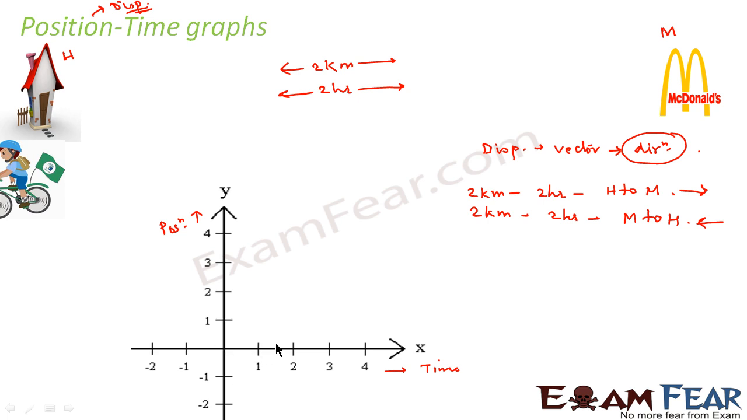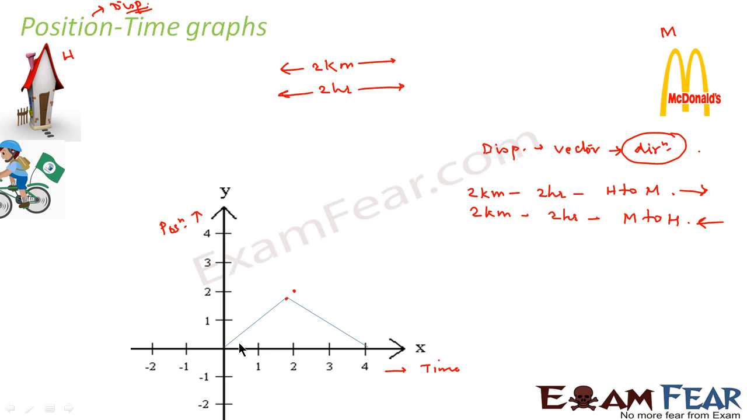Now we will plot the graph. So in the first 2 hours, that is, this is the first 1 hour, next 1 hour, he traveled 2 kilometers. So this is my first point. While coming back, he again traveled 2 kilometers in the next 2 hours, 1, 2, but in the opposite direction. So instead of moving in this direction, he traveled in the opposite direction. So it will come back in this direction. That means the graph would be something like this.